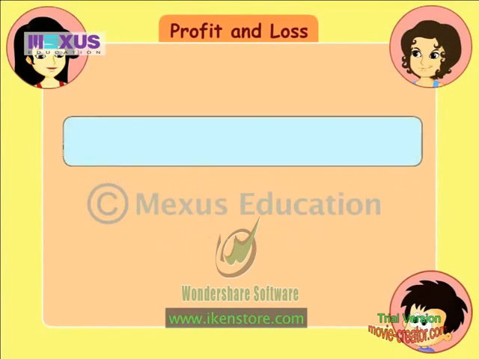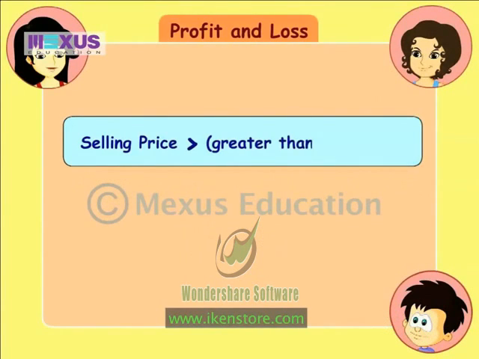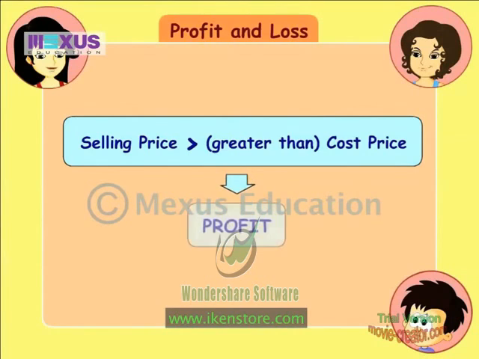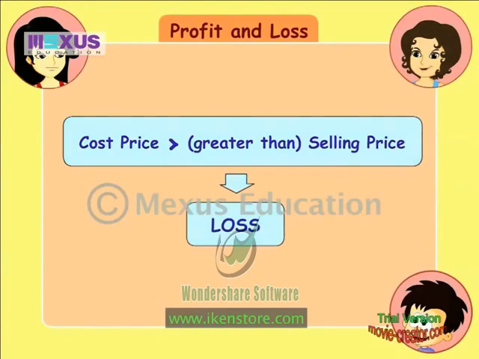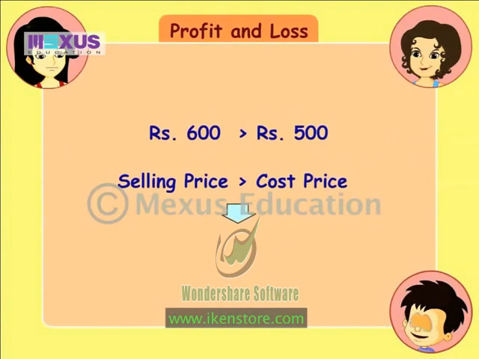You see, JC, whenever the selling price is more than the cost price, then we make a profit. And when the cost price is more than the selling price, we make a loss. That means by selling the puppy, we made a profit because the selling price is more, right? Correct.